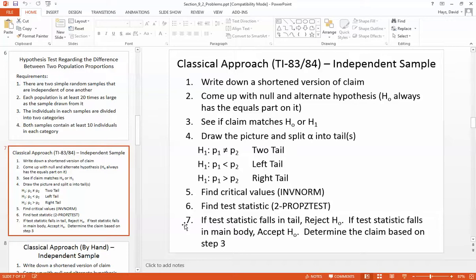Now here's the classical approach, TI-83/84 for independent sample. It's also called a critical value method in some books. We're not going to use this in this video, so I'm going to skip over this.